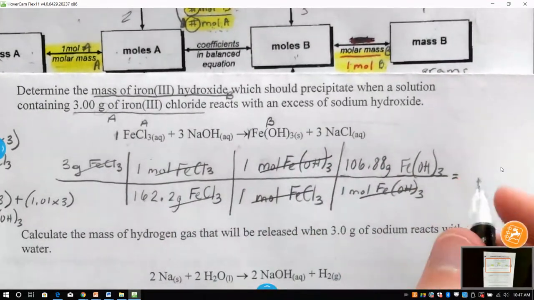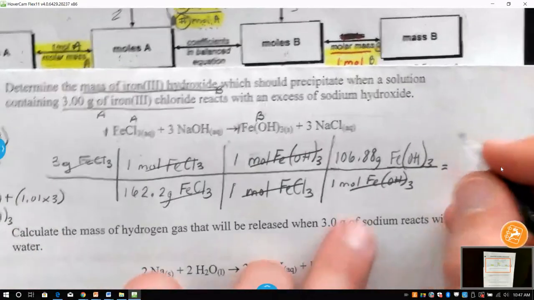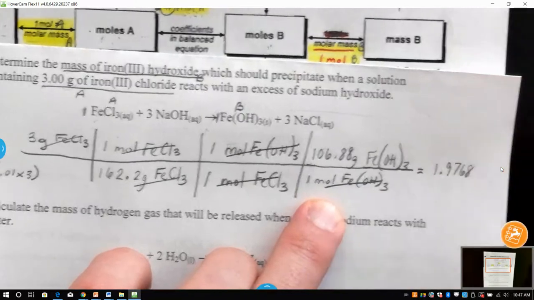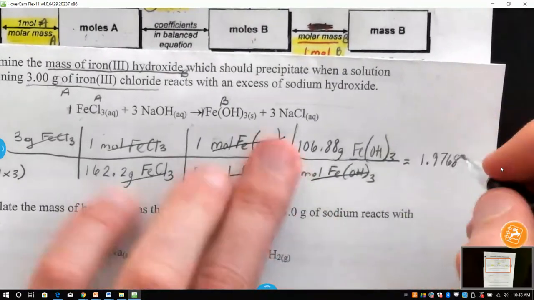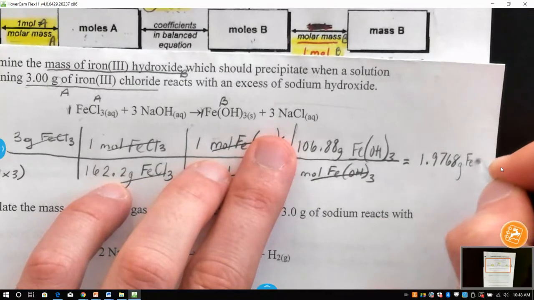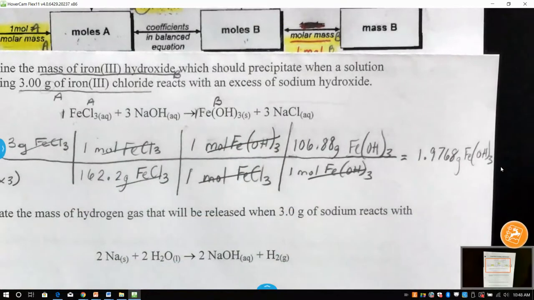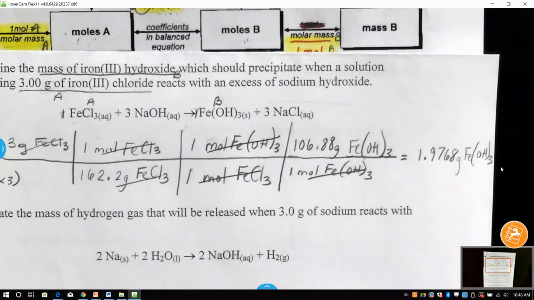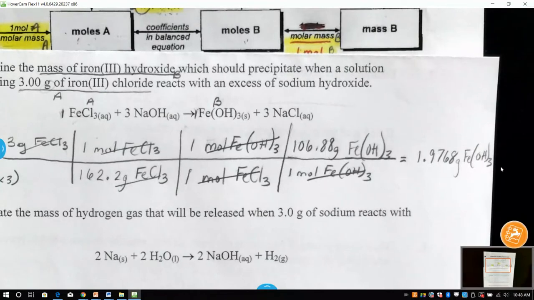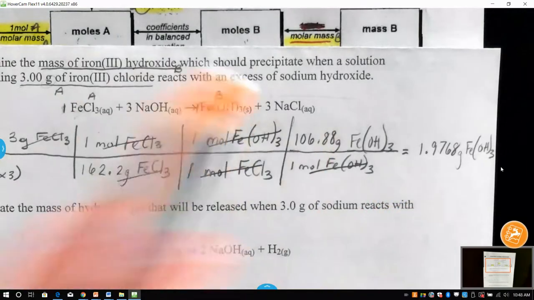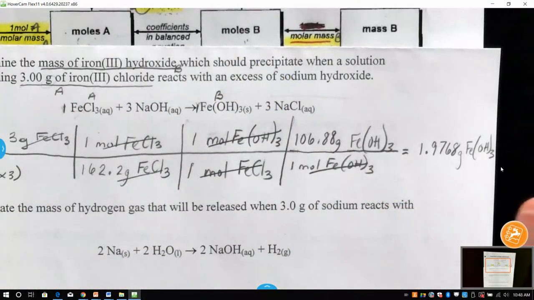And so we throw that into the calculator, and you're going to get an answer that comes out to be like 1.9768, I believe, grams of Fe(OH)3. Now, you can round this depending on sig figs or whatnot. For my students, if they wrote it as 1.97, it's fine. 1.977, fine. If they wrote 1.98, also fine.